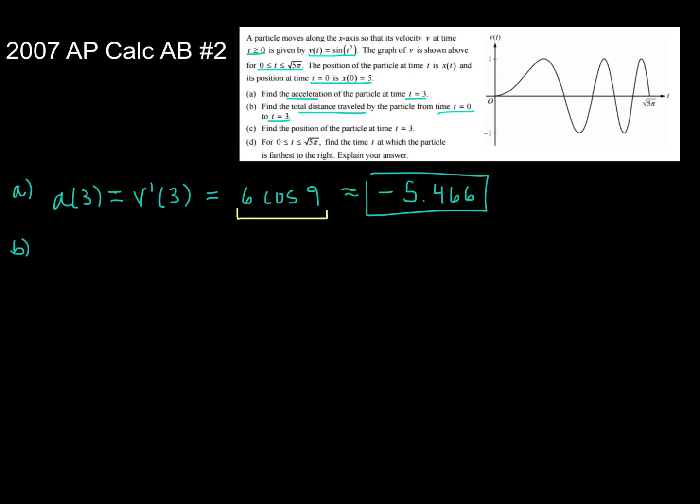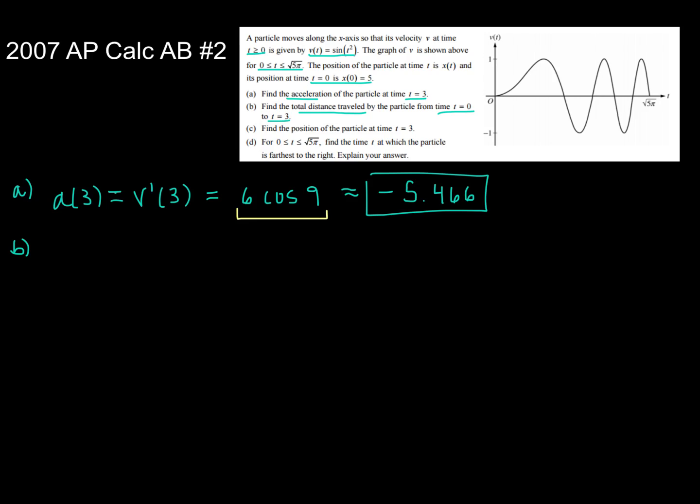Part B is pretty straightforward. I want to find the total distance traveled by the particle from time 0 to time 3. And I know, of course, that total distance is a little different than displacement in that I want to treat distance that it travels to the left and distance it travels to the right all using the same value, all positively influencing the total distance. So I'm going to take the definite integral from 0 to 3 of the absolute value of my velocity, and that will give me the total distance.